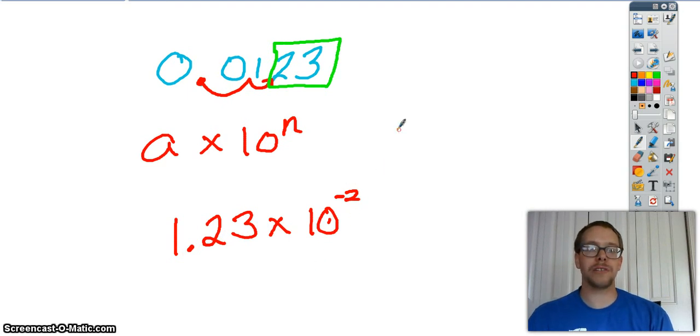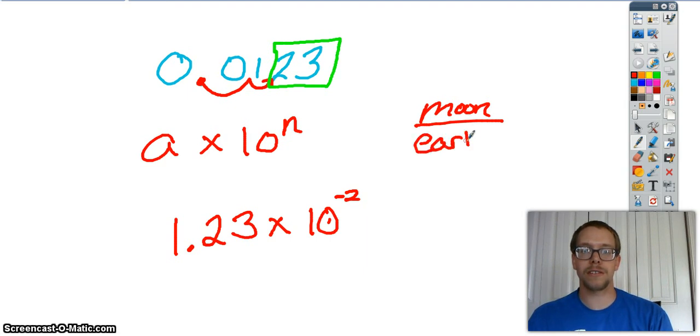And that's the ratio of the moon's mass to the Earth's mass. If we were to take the moon's mass and set up a ratio to the mass of the Earth, we would get this number right here.